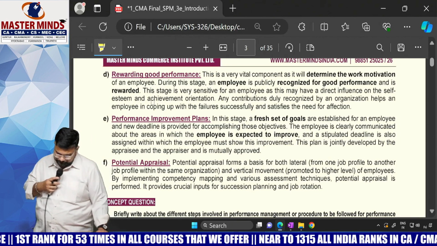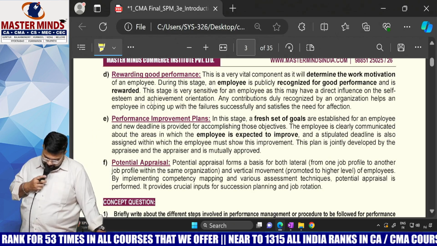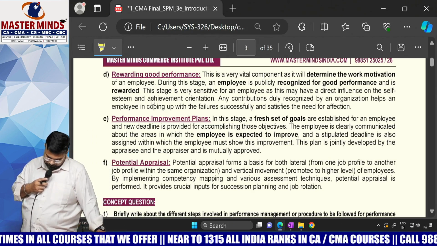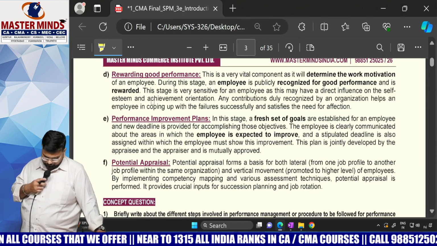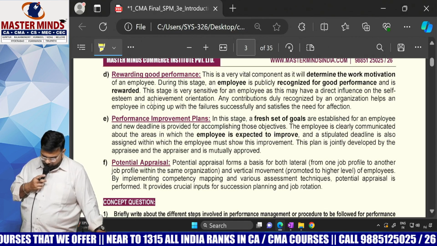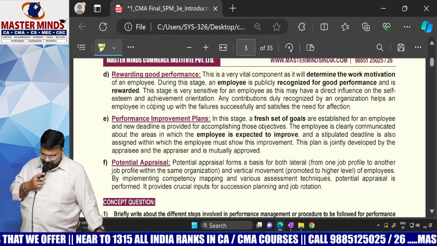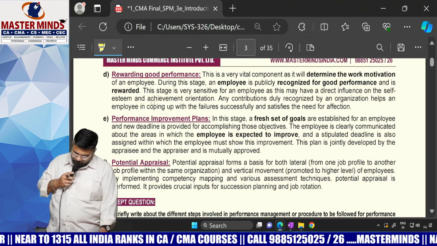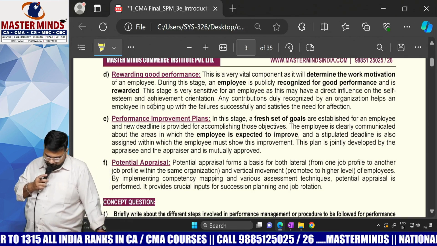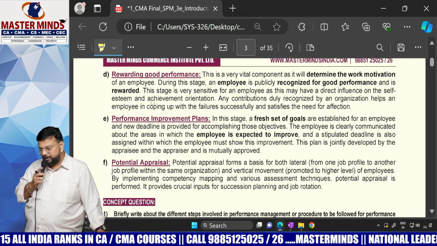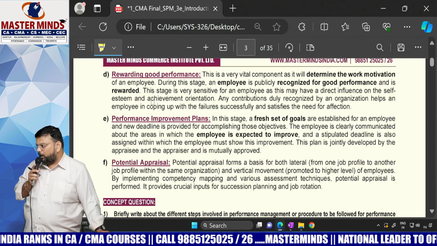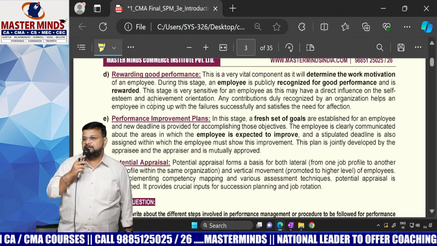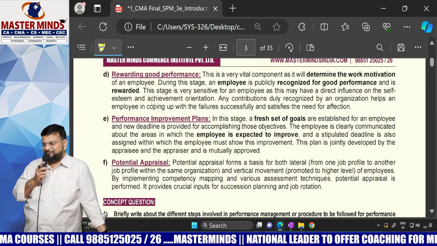Next, potential appraisal. Potential appraisal forms a basis of both lateral, that is from one job profile to another job profile. There is a meaning. Ignore the meaning, you can read it later on. Content that is given in the bracket, ignore it at the time of first reading. So potential appraisal forms a basis for lateral and vertical movement of employees. What do you mean by lateral? What do you mean by vertical? Lateral means horizontal. Vertical means vertical.